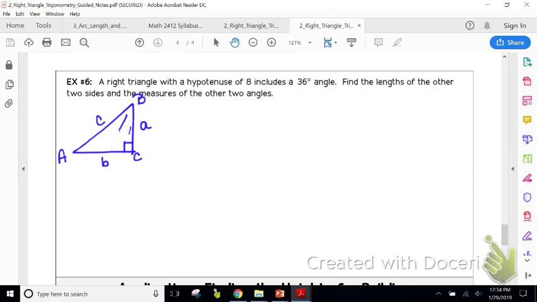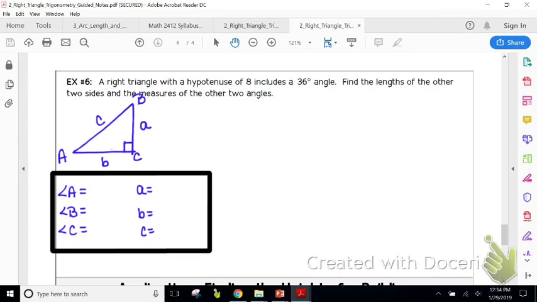The reason I did that is because it gave me an angle and a side, and it told me to find the other two angles and the other two sides. So I'm going to make up an answer box. I need angles A, B, and C, and I also need sides a, b, and c. Once I get all of those filled in, I'm done, because that'll be my three angles and my three sides.